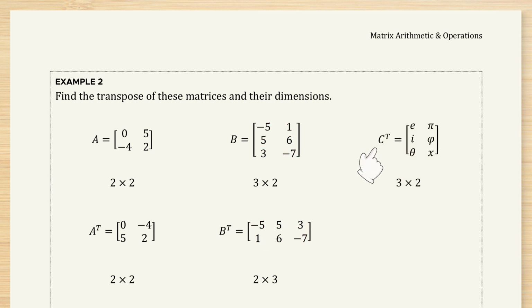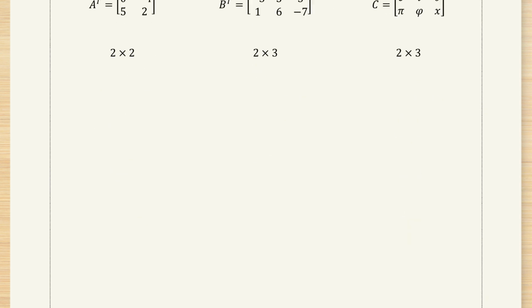We're given C transpose, but when we transpose a transpose, we actually get back the original matrix, C. The first column, e i theta, becomes the first row, e i theta. The second column, pi phi x, becomes the second row, pi phi x. C transpose has 3 rows and 2 columns. C transpose, or just matrix C, has 2 rows and 3 columns.